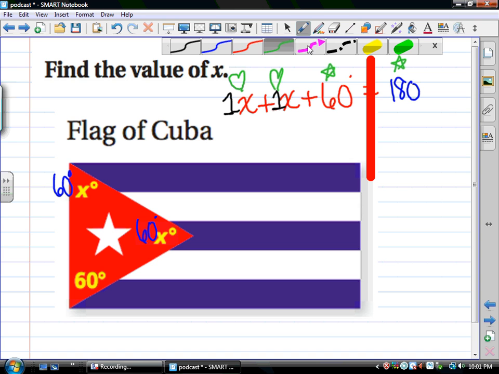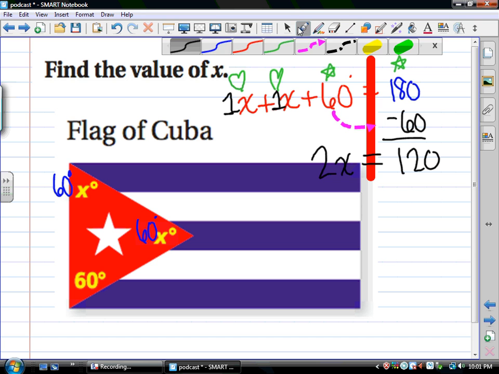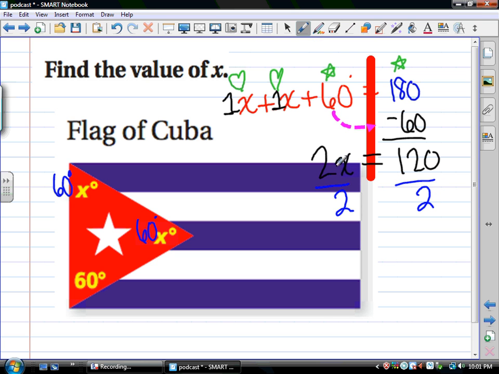Bring 60 across the line. When you do that, you do the inverse, which is minus 60 or negative 60. When I subtract, it gives me 120. 1 plus 1 gives me 2. Excellent job. Divide both sides of your equation by 2. 120 divided by 2 is 60. X equals 60 degrees, which is what we had.